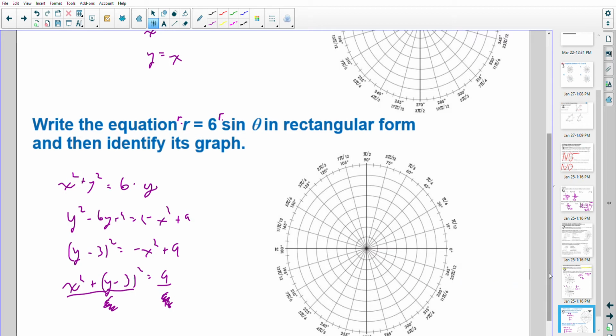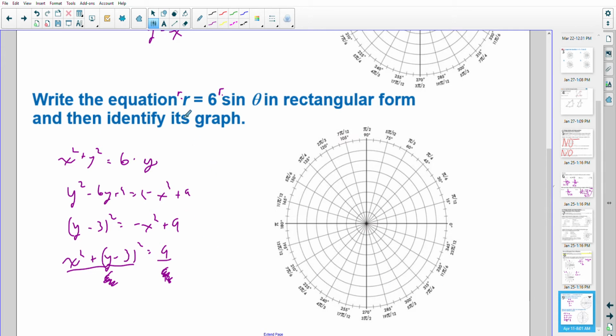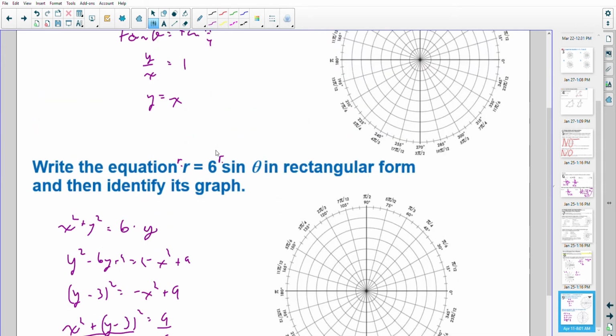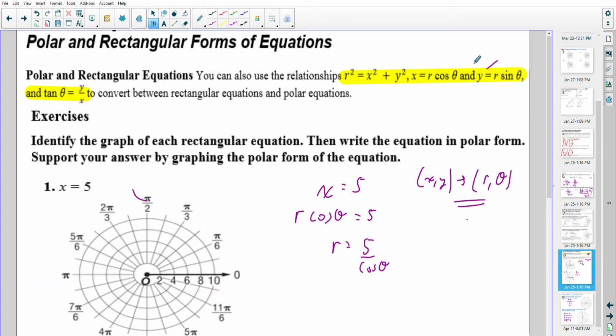So there are a couple tricks in solving these problems, and one is to multiply by r on both sides. Others are to think about what is the tangent of theta, and others are just direct substitutions using those 4 conversions.